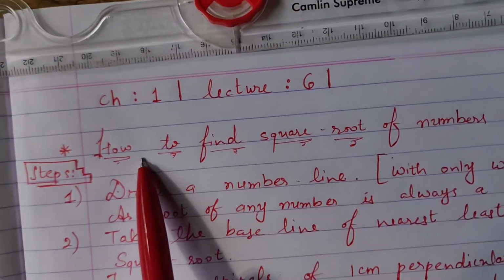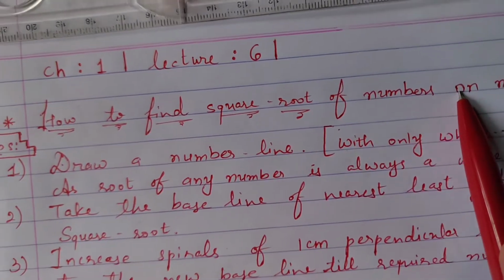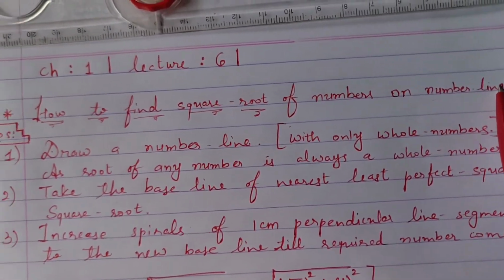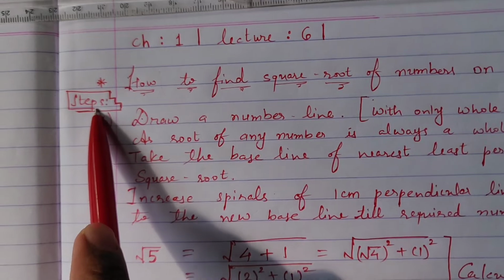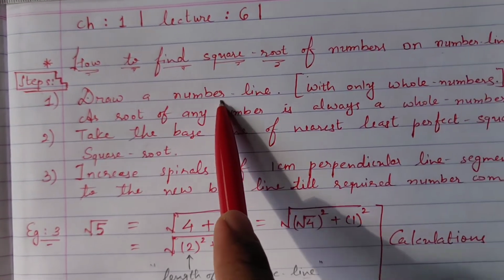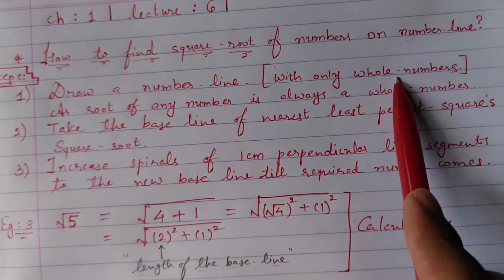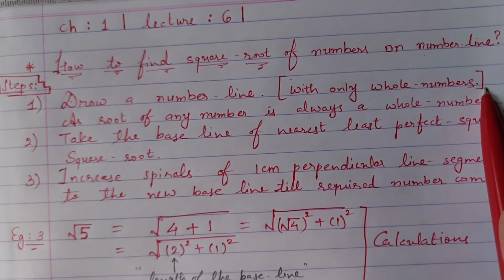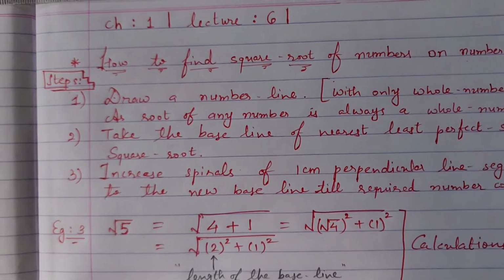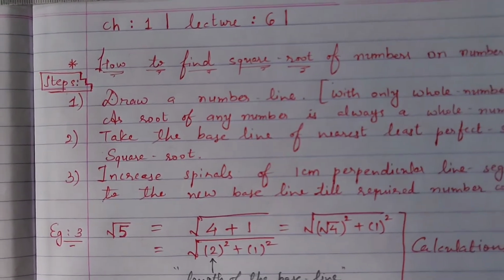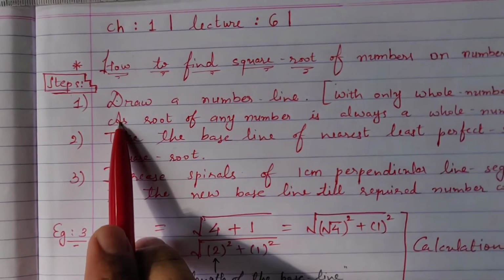So, how to find square root of the numbers on the number line? There are a few steps you need to follow. Draw a number line with only whole numbers. So your first aim is to draw a number line with only whole numbers. Your question comes, why only whole numbers?